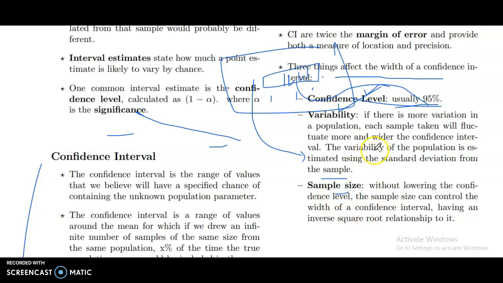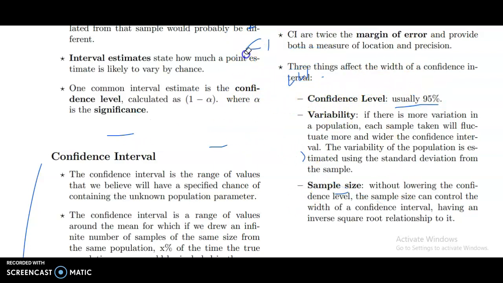Third, the sample size. Without lowering the confidence level, the sample size can control the width of the confidence interval, having an inverse square root relationship to it.